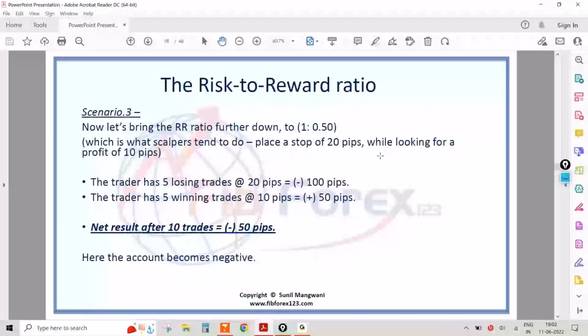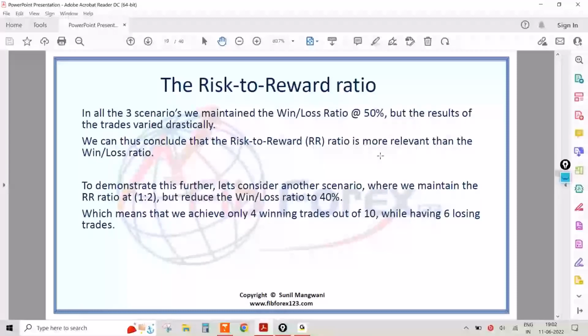the numbers don't lie. Now, what we did in all 3 scenarios, we maintained the same win-loss ratio, but the results of the trades varied drastically. So you can obviously conclude that your risk to reward ratio is more relevant than your win-loss ratio.